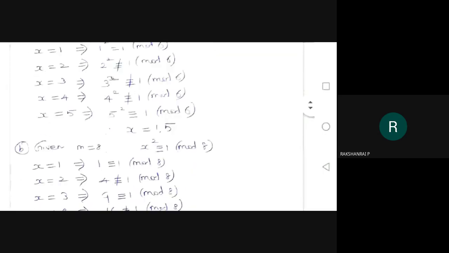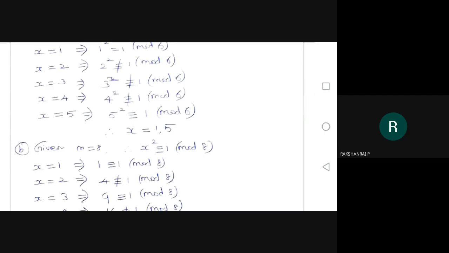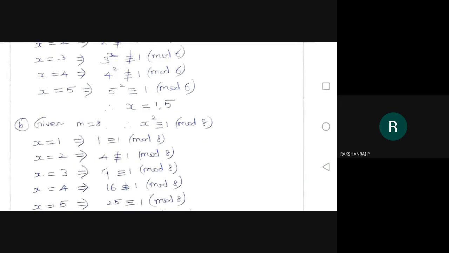So again, for finding the solutions, we are applying the trial and error method. First putting x equal to 1. 1 square is 1. 1 is congruent to 1 under mod 8. Then put x equal to 2. You get 2 square 4. 4 is not congruent to 1 under mod 8. Put x equal to 3. So 3 square 9. When 9 is divided by the mod value 8, you get the remainder 1. So clearly 9 is congruent to 1 under mod 8.